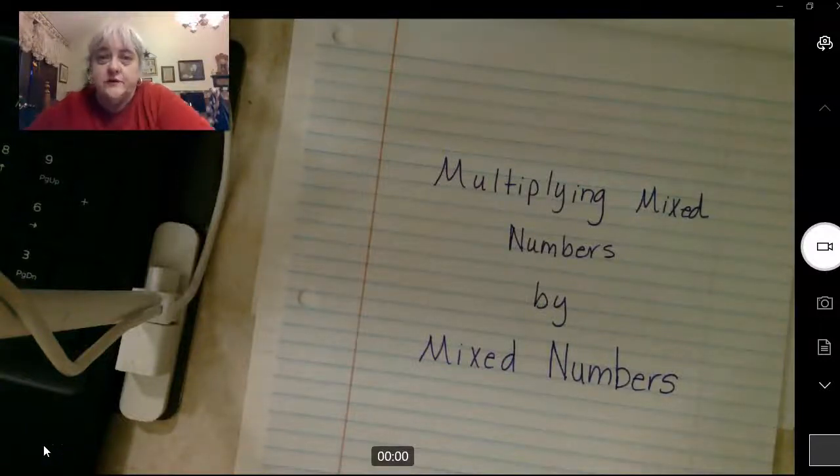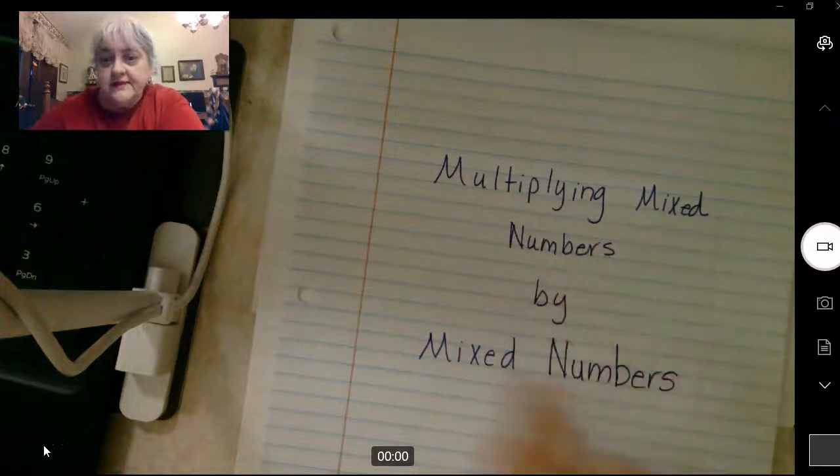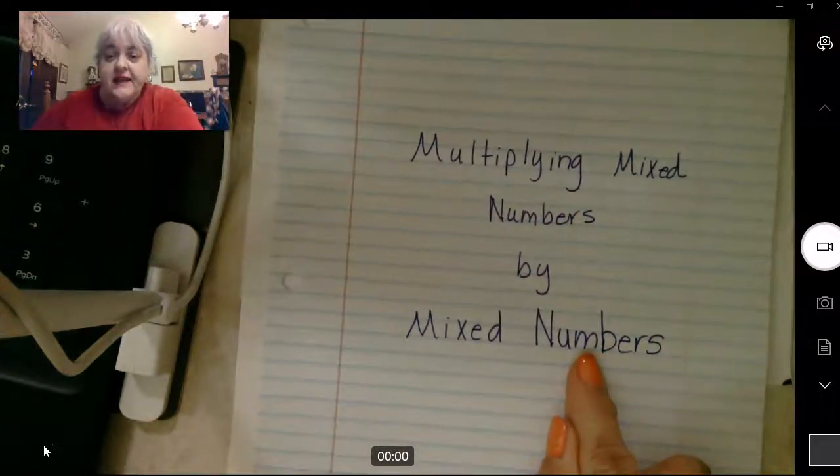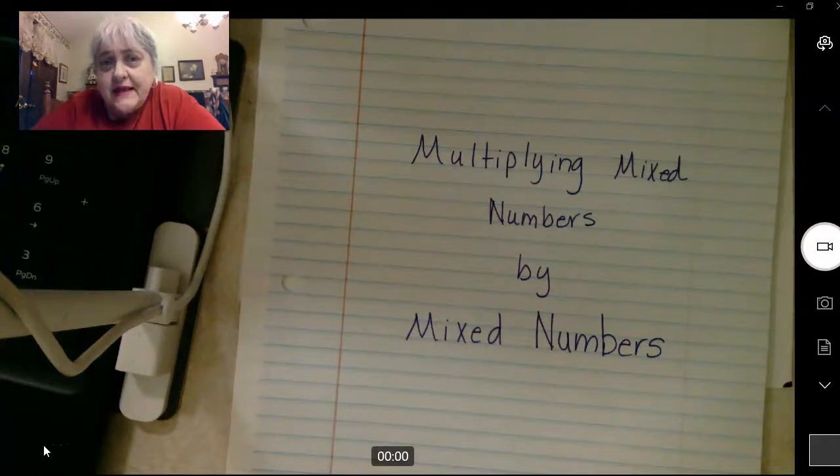Hello RCL 5th graders. Today we're going to be working on multiplying mixed numbers by mixed numbers. And I'm going to tell you that in my opinion this is the hardest thing that you have to learn in 5th grade math. It's not so much that the mathematics is hard as it is there are several steps that you have to go through to get the answer. I'm going to be teaching you two ways to multiply mixed numbers by mixed numbers.